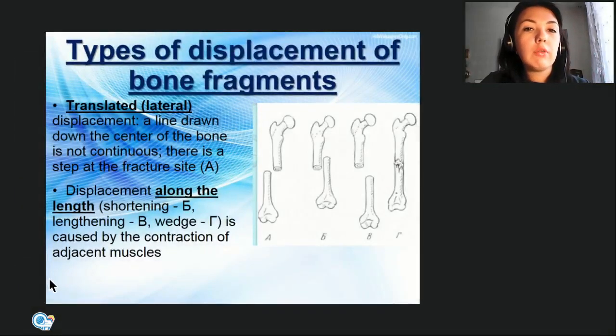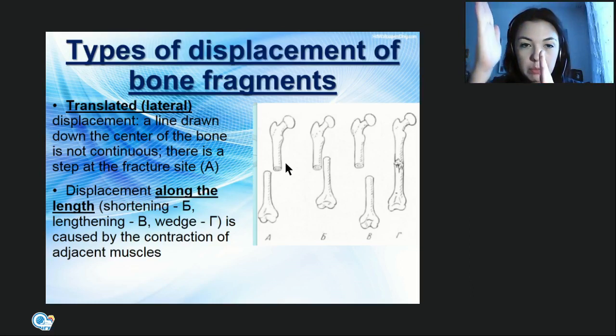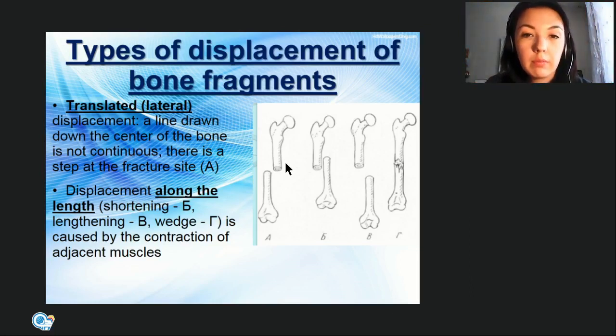What are the types of displacement of bone fragments? Here you can see it can be lateral or translated displacement, when a line drawn down from the center of the bone is not continuous. Yes, like there is a step at the fracture site. So this is lateral displacement. Then there is displacement along the length.